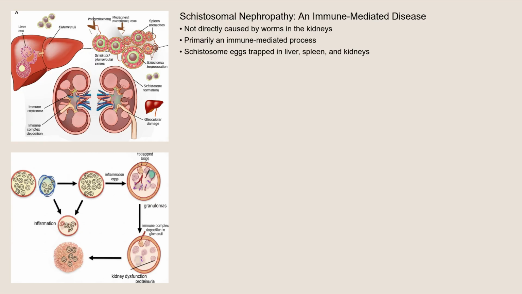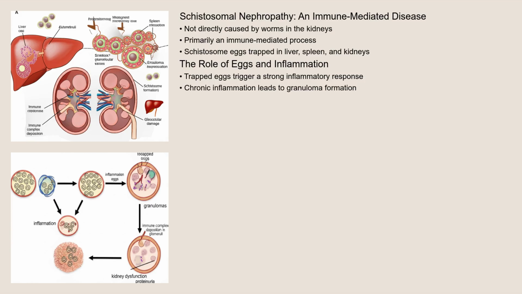These granulomas deposit immune complexes, particularly IgM antibodies bound to schistosomal antigens, in the glomeruli, the filtering units of the kidneys. This immune complex deposition activates the complement system, further exacerbating inflammation and causing glomerular damage. Over time, this damage leads to thickening of the glomerular basement membrane, mesangial proliferation, an increase in cells in the mesangium, and ultimately proteinuria, the presence of excessive protein in the urine, and kidney dysfunction.